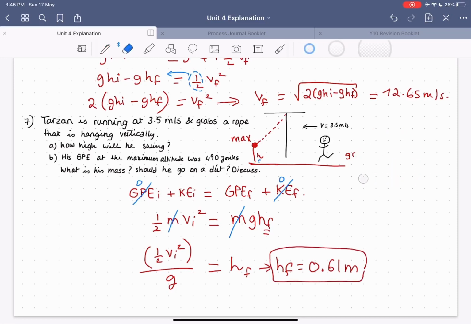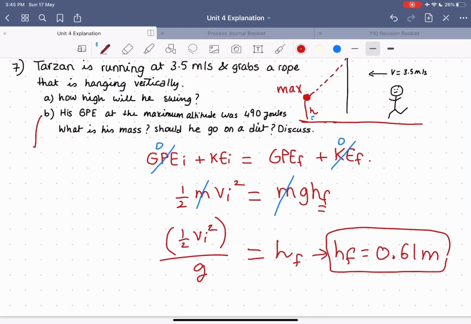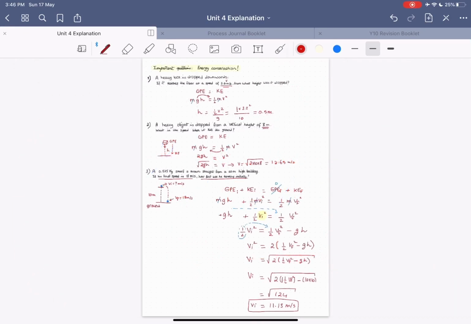Okay, now the question is, if his GPE is 490 joules, what is his mass? So this is a very direct application of the formula. We know that GPE is mgh. We just got the h, so we can say GPE over gh is m, and so m is 490 over 10 multiplied by 0.61. The mass will be around 80 kilograms. And yeah, that's it.